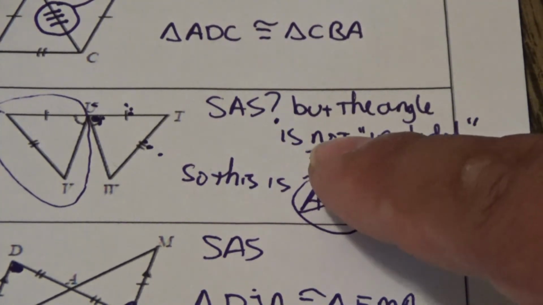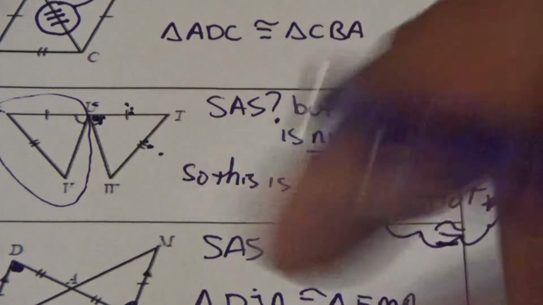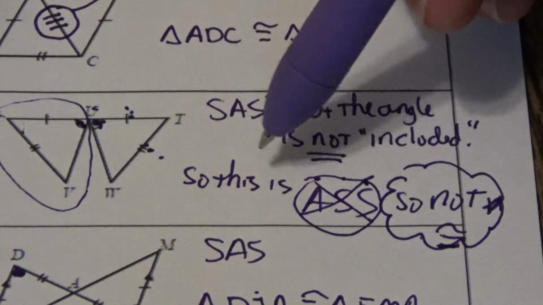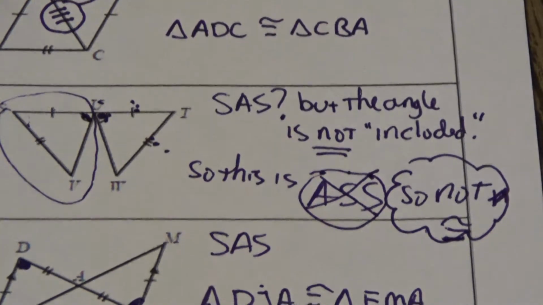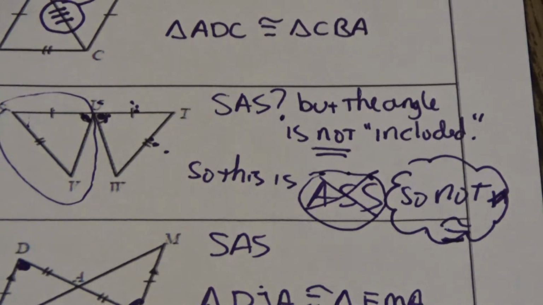But tell me, why is it not side, angle, side? Well, look at that angle. Is this angle right here between the two sides? Nope. If the angle were right here, then yes, it would be side, angle, side. But because the order says angle, side, side or side, side, angle, we cannot prove that they're congruent.